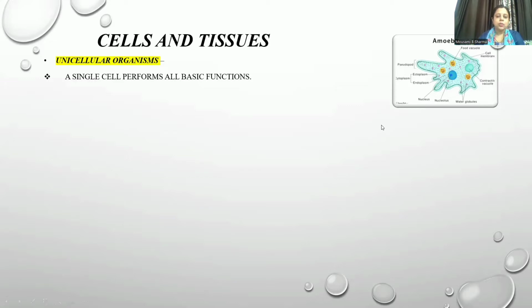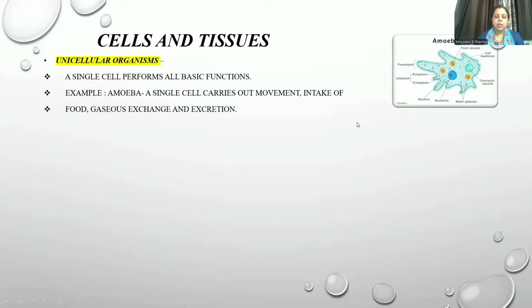As it has only one cell, this cell has to perform all the activities like breathing, excretion, intake of food, and reproduction. All these activities are done by a unicellular organism. An example is amoeba. Next comes the multicellular organism.